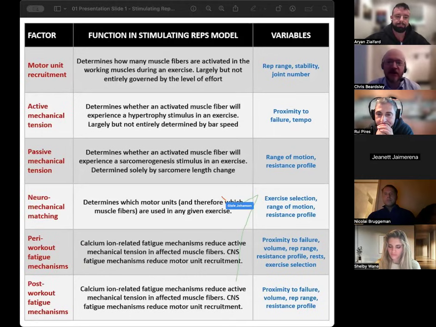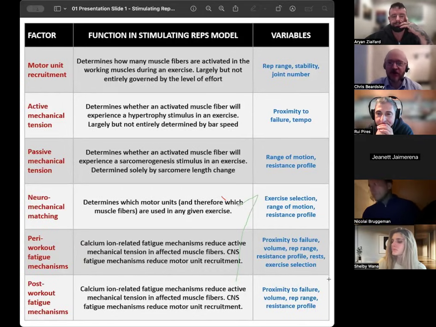There's nothing in here that has been made up or kind of magical. It's all just basic textbook physiology that actually shows you how strength training variables are going to respond to the physiological reality that we're working with.